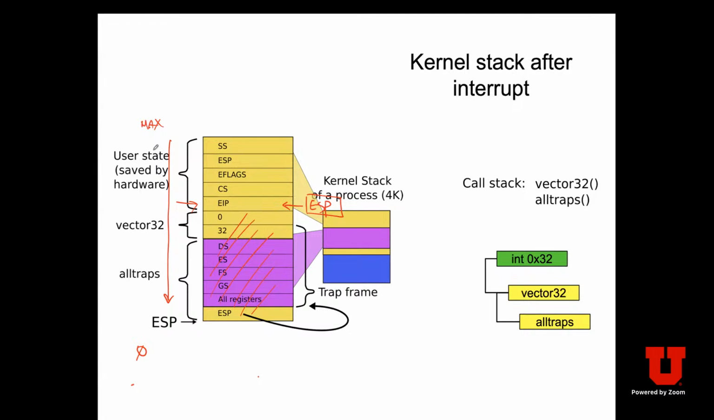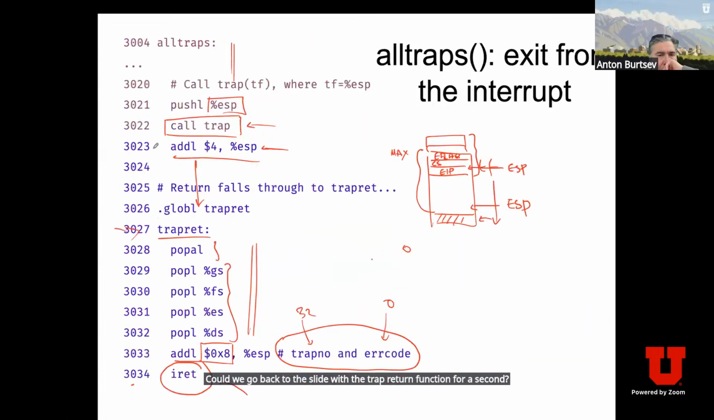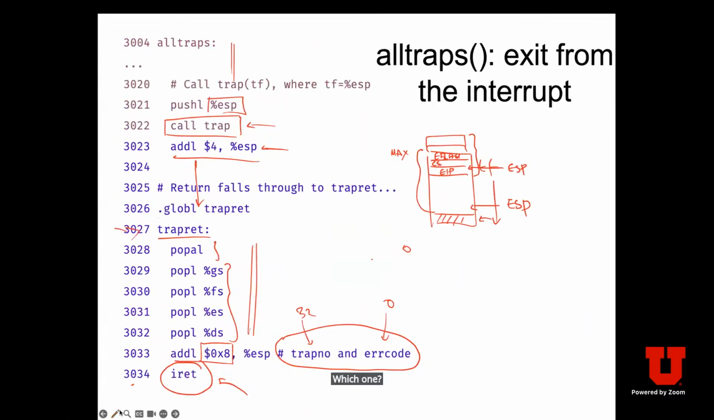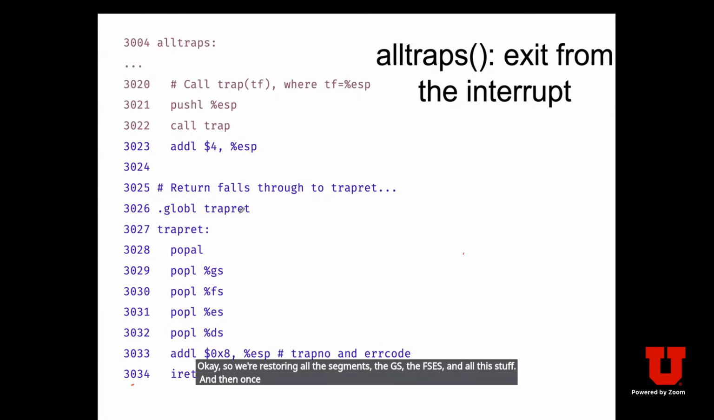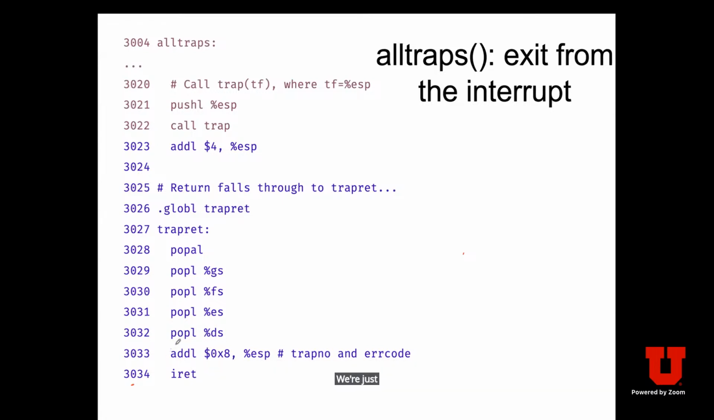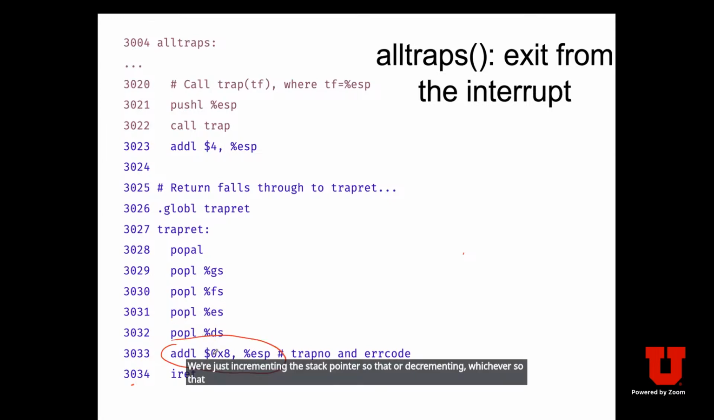Could we go back to the slide with the trap return function for a second? This one? Yeah, this one. Oh, I see. Okay, so we're restoring all of the segments, the GS, the FS, ES, and all this stuff. And then once we get to the trap number and error code, we're just incrementing the stack pointer, or decrementing, whichever, so that it goes past it. Okay, that makes sense. So then at that point, the top of the stack should be EIP, and then the rest of the user state follows. Okay, cool. Just wanted to clarify. Thank you.